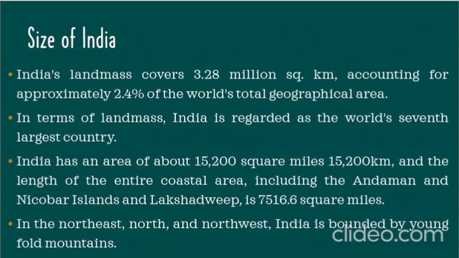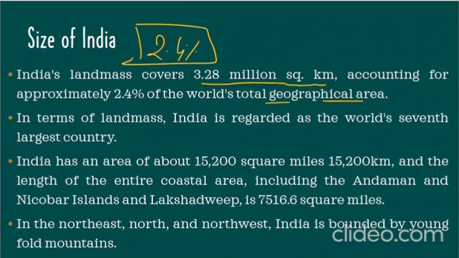This chapter has majorly numbers, so you have to be very strong in your numbers. India's landmass, the total area, covers 3.28 million square kilometers, accounting for approximately 2.4% of the world's total geographical area. So in the entire world, 2.4% of the entire geographical area is India's. The entire landmass is 3.28 million square kilometers. In square kilometers we calculate, so that is India's landmass.